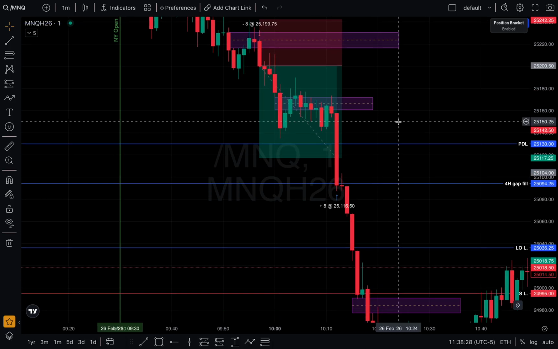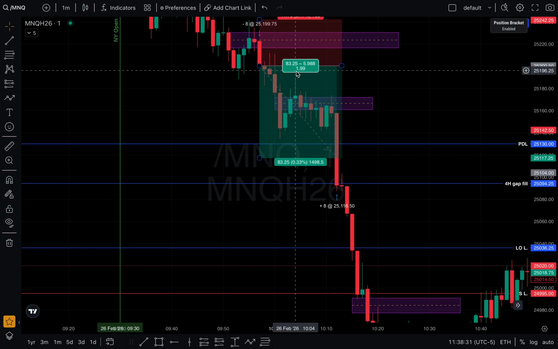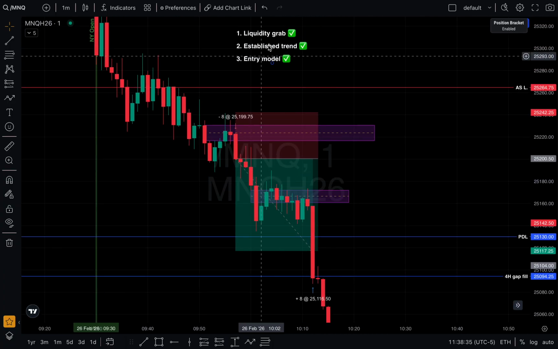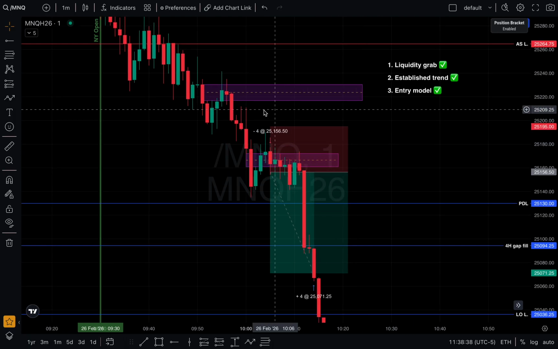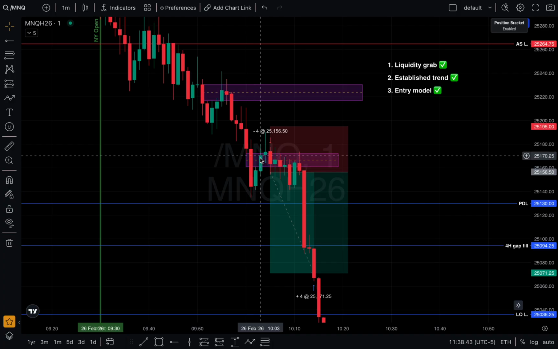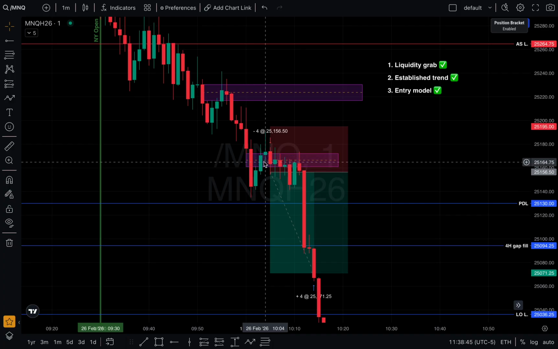Although we had draw levels down here, different targets, our system thrives with a 2R, so we simply took profit at a 2R. Now let's move on to the next trade. So if you remember, this was the first gap we traded. Now we have a second gap over here. Price again drew into it.